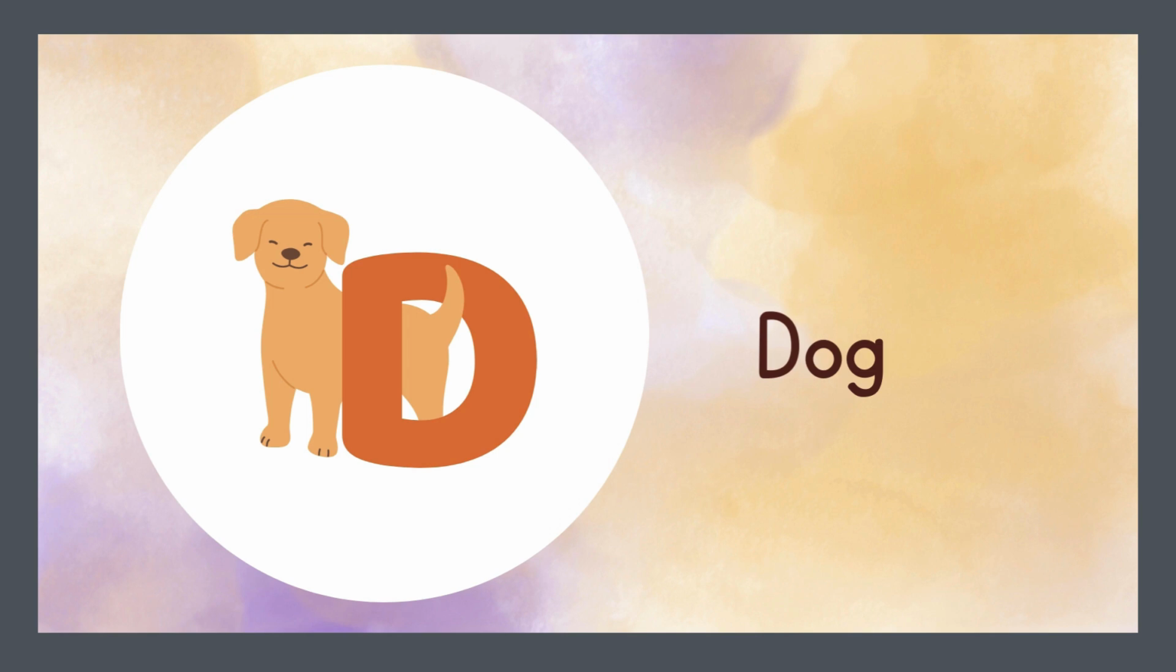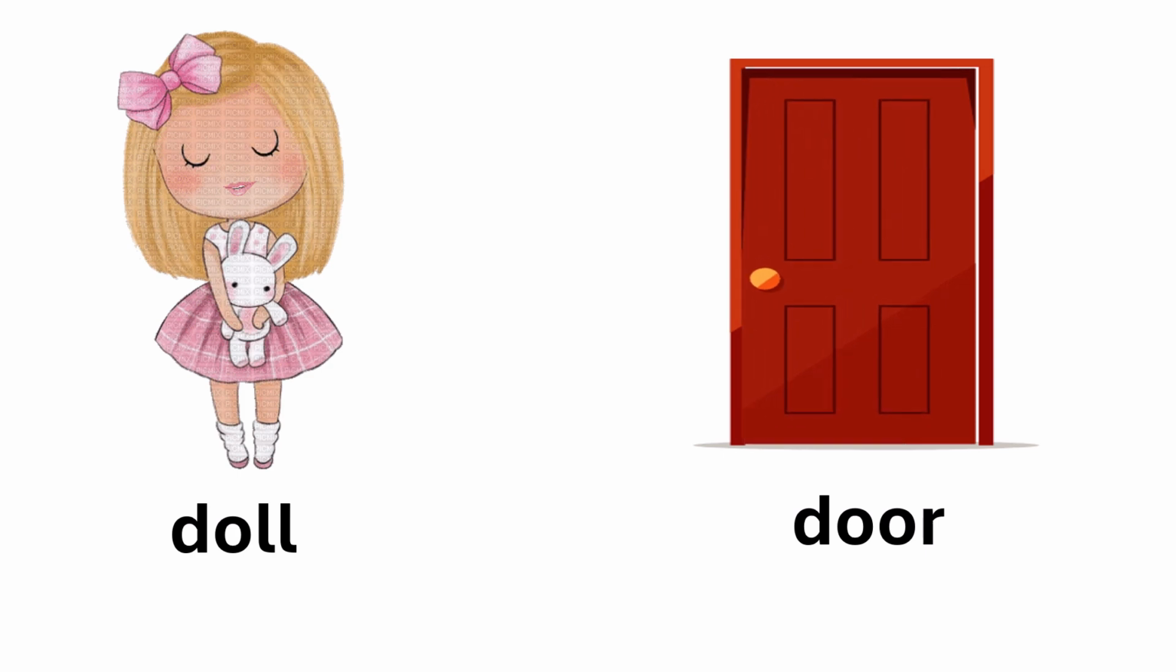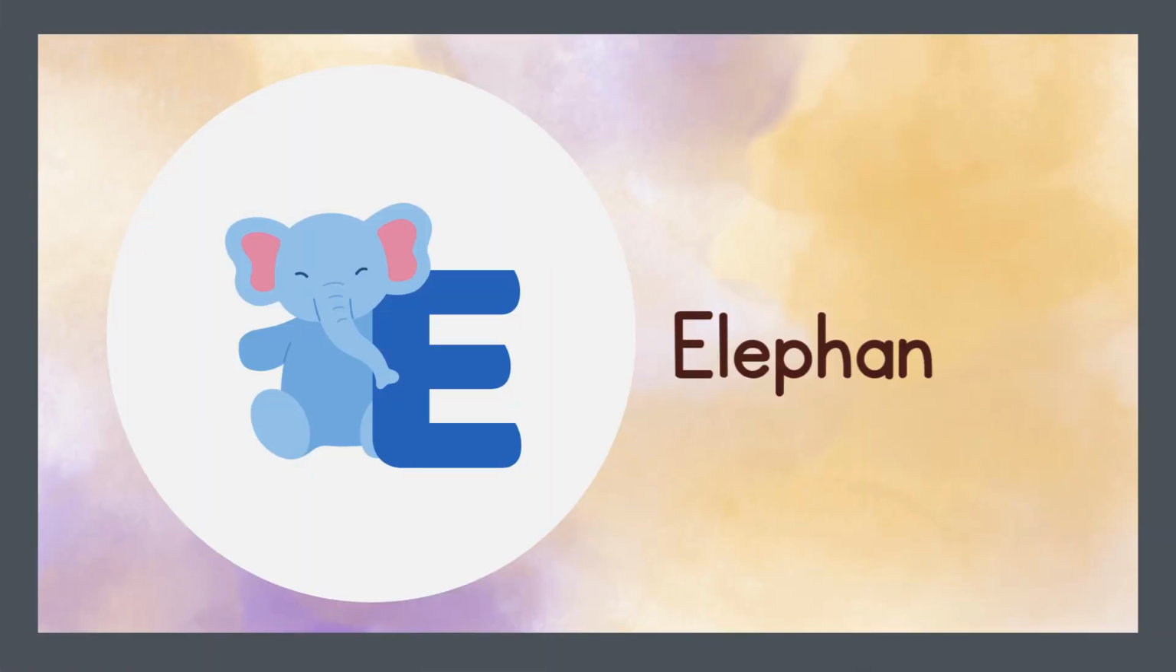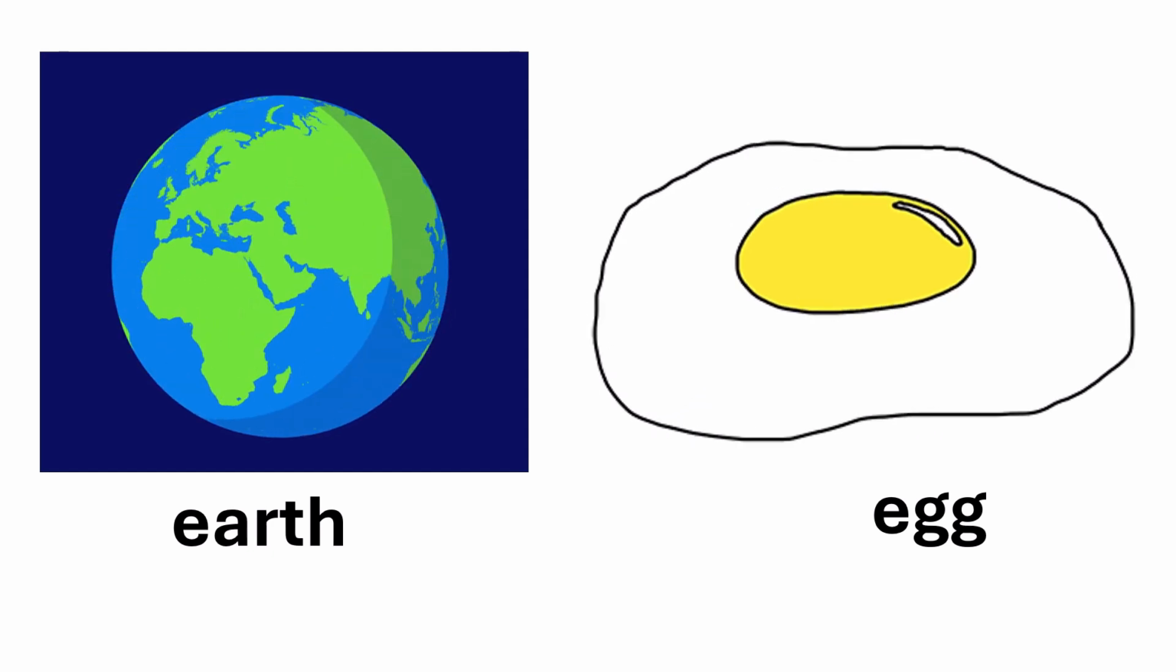D for dog. Doll, door. E for elephant. Earth, egg.